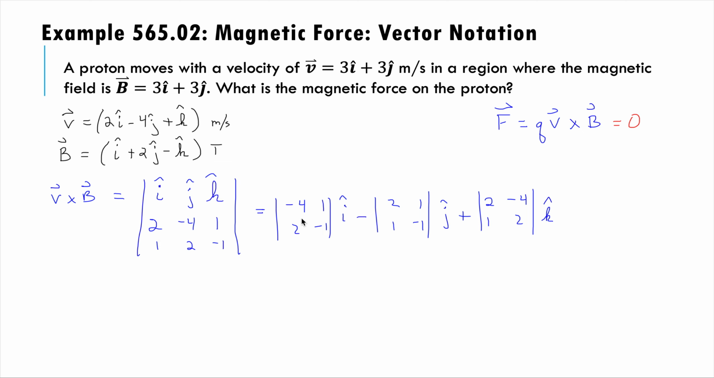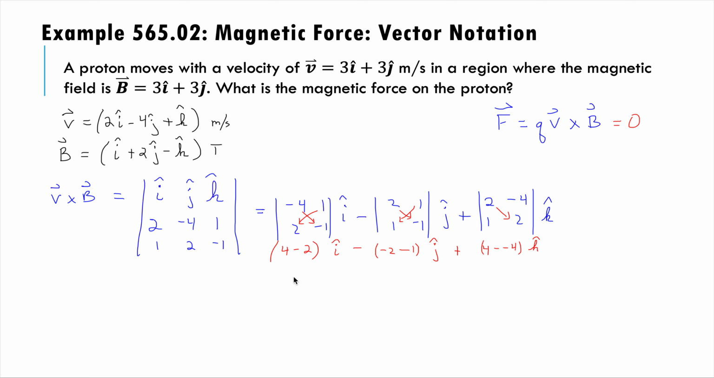To find a determinant, we do this term times this term minus this term times this term. So negative 4 times negative 1, which is 4, minus 1 times 2, which is 2. This is going to be the i direction, minus 2 times negative 1, which is negative 2, minus 1 times 1, which is 1, in the j direction. And then 2 times 2, which is 4, minus negative 4 times 1, which is negative 4, minus a negative 4 in the k direction.